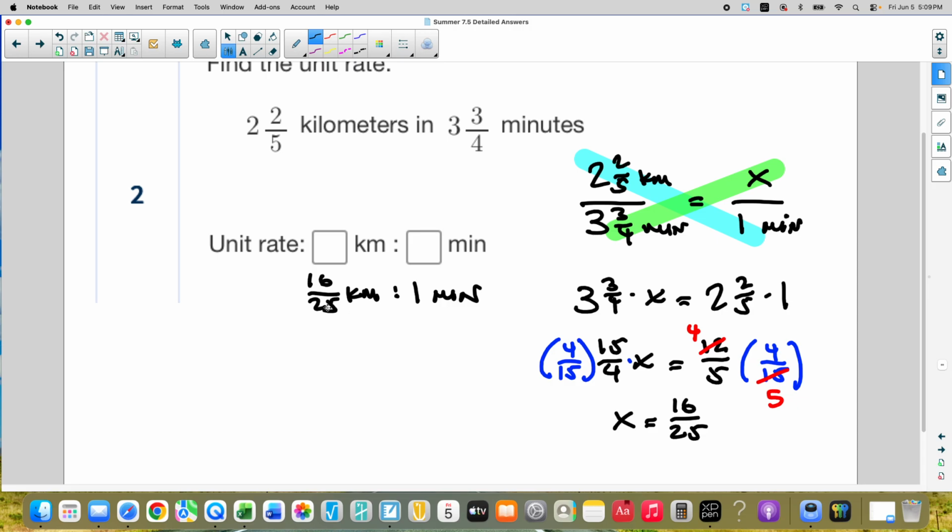If you want to change it to a decimal, you'd multiply that by 4. 16 times 4 is 64. So that's going to be 0.64 kilometers per 1 minute, which is another answer you might get.